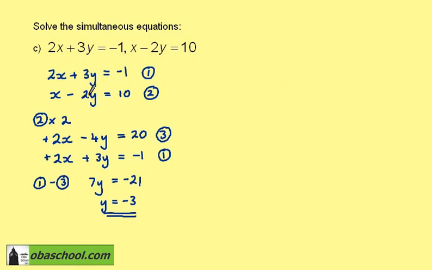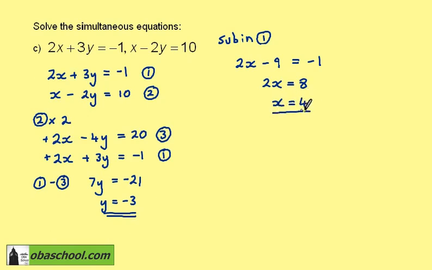Substitute back into an original equation. I could choose either of them. In this case, I'm going to substitute into number 1. I have 2x. If y is minus 3, plus 3y becomes minus 9. This is equal to minus 1. Add 9 to both sides gives 2x is equal to 8. Divide both sides by 2, and I get x is equal to 4. So my final solution is x is 4, and y is minus 3.